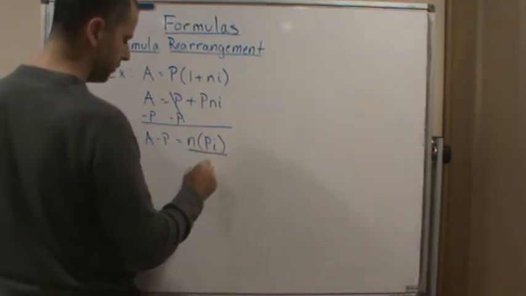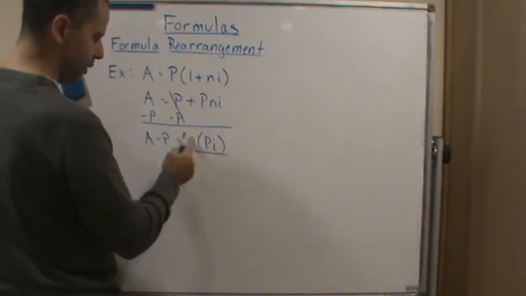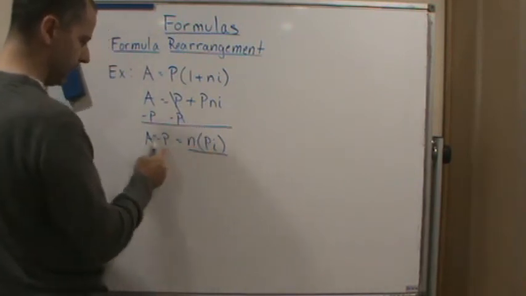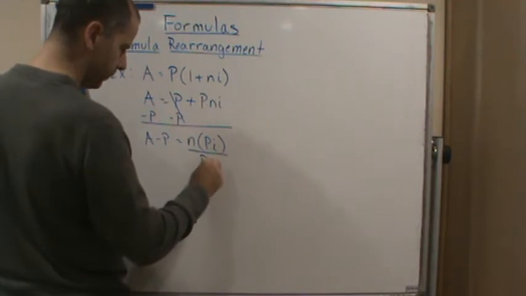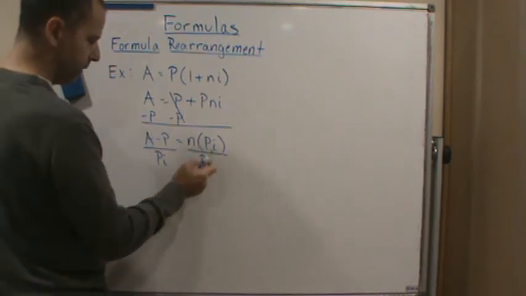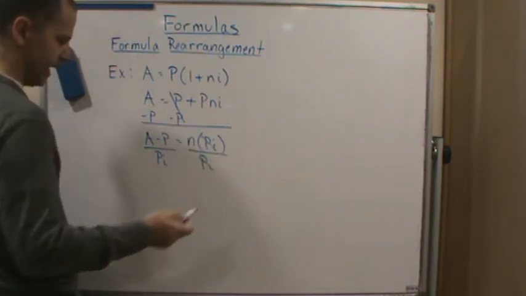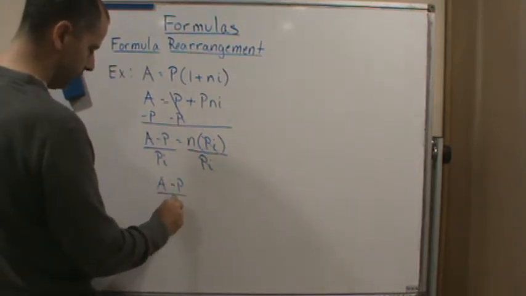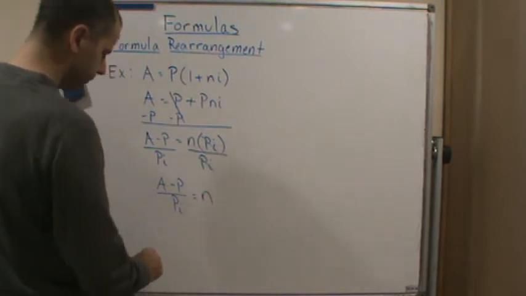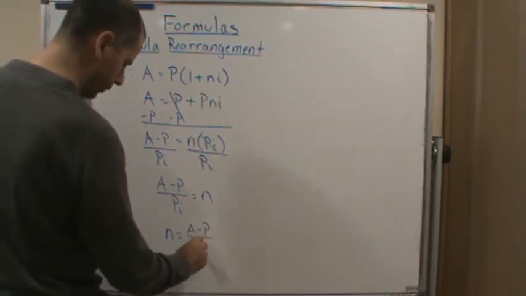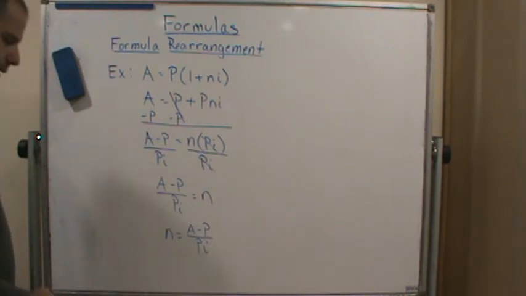Then I'm going to divide both sides because I want to isolate n, and this is multiplication, so the opposite of multiplication is division. To undo this, to move the p I over here, I'm going to divide by p I on both sides. Now p I divided by p I is just 1, right? So 1 times n is n. And so I get A minus p over p I equals n, which gives us n is equal to A minus p over p I. Okay, and I'm done. Now that's one way to do it.